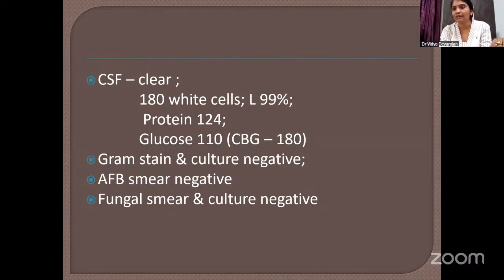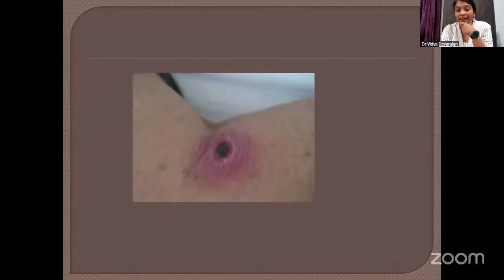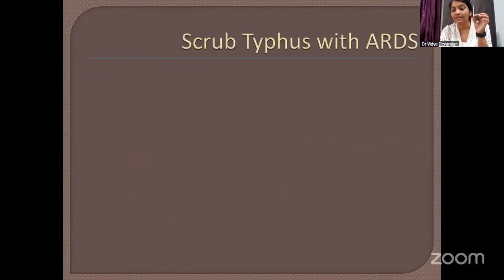CSF was done in this patient. Lymphocytic, proteins raised, gram stain negative, culture negative, fungal stains negative. Basic tropical workup: dengue IgG positive, malarial smear negative, lepto serology negative, MRI brain normal. So ensure you completely, thoroughly examine the patient. This was the eschar of scrub typhus. So ensure, scrub typhus definitely can present to your ICU like a sepsis syndrome.